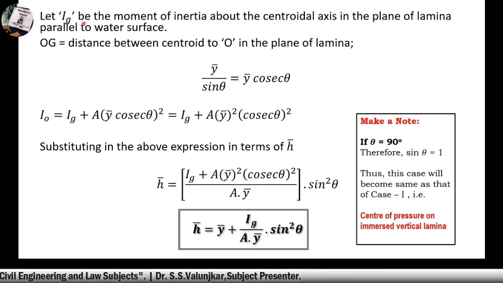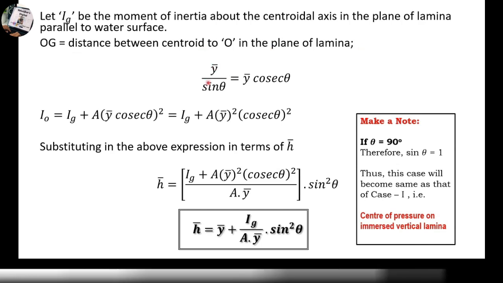Then let Ig be the moment of inertia about the centroidal axis in the plane of the lamina, parallel to the water surface. Let OG be the distance between the centroid and O in the plane of the lamina, so OG is Y bar upon sine theta, which is Y bar cosec theta. Using the parallel axis theorem, I0 is equal to Ig plus A into (Y bar cosec theta) whole square, which is Ig plus A Y bar square cosec square theta.